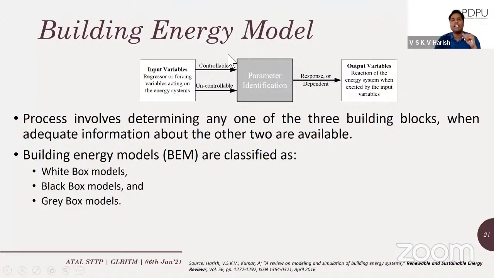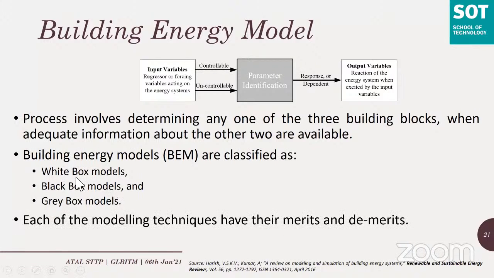Gray box models, on the other hand, are a combination of white box and black box models because they are inherited from the white box models, and are also called semi-physical models, right? They are semi-physical models because they are inherited from the white box models, which are also called physical models. And the parameters of these models are defined by the system through parameter identification techniques.